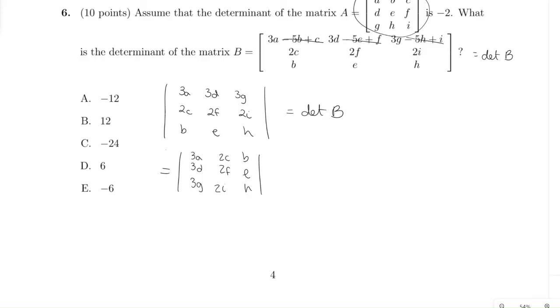So what we can do is we can swap these two rows, columns, excuse me. And when we do that, we get a negative determinant. So this becomes 3a, 3d, 3g, b, e, h, 2c, 2f, 2i. That equals a negative determinant of b.